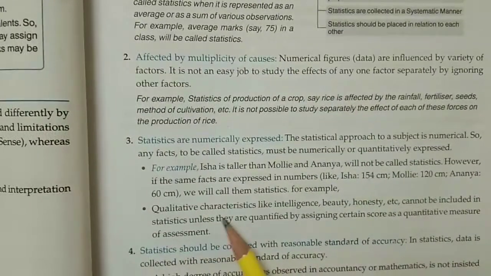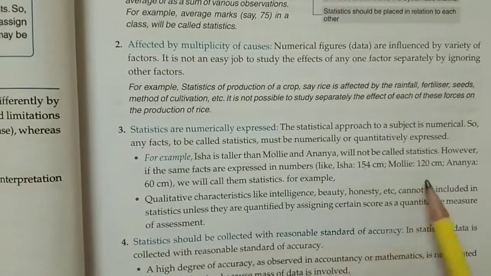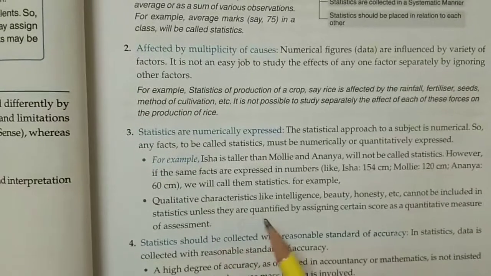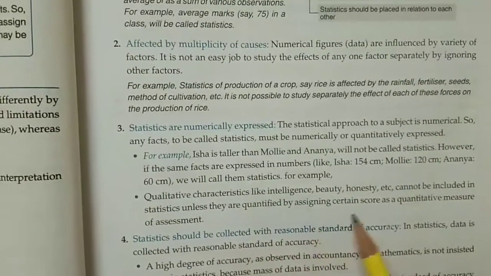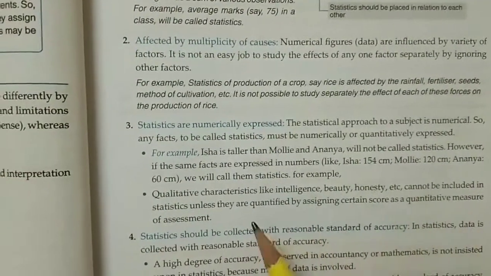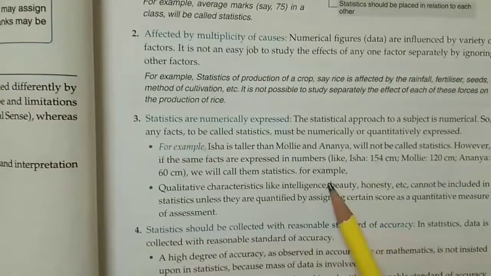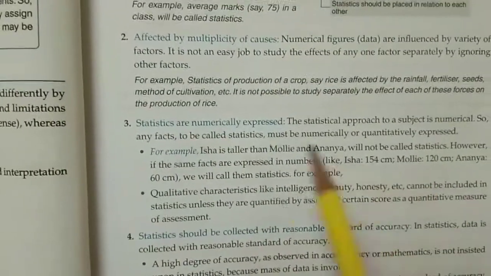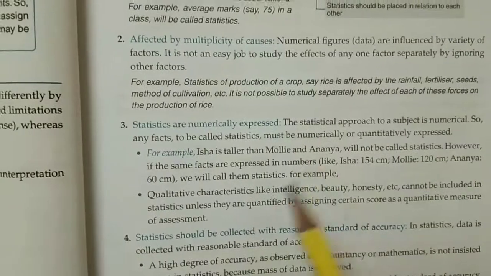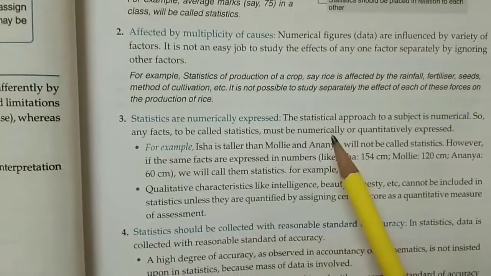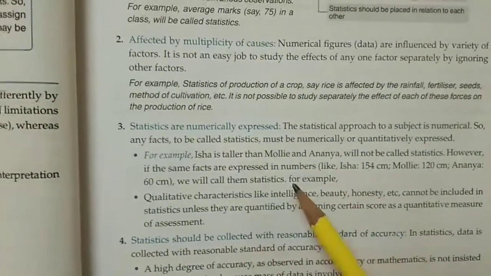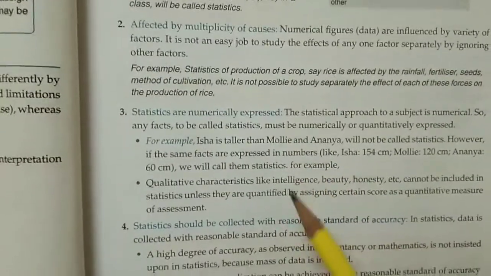Now, qualitative characteristics like intelligence, beauty, honesty, etc. cannot be included in statistics unless they are quantified by assigning certain scores as quantitative measures of assessment. As told, qualitative characteristics cannot be considered as a statistic. When we rank them or when we assign some numbers, then it is considered in statistics.